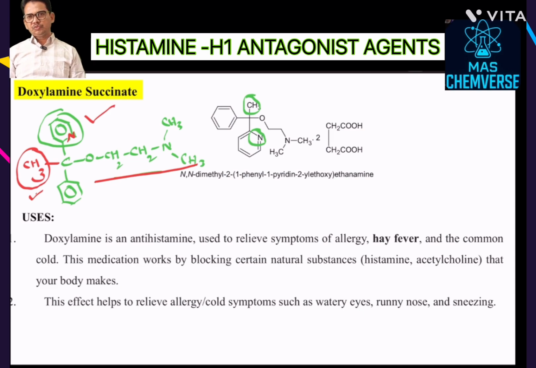This is also useful in the treatment of allergy as well as hay fever that is caused by the allergy, and it is also useful in the cold and various allergies. It is helpful for a runny nose and also for watery eyes. Whatever irritation of the eyes there is, it is going to be reduced.